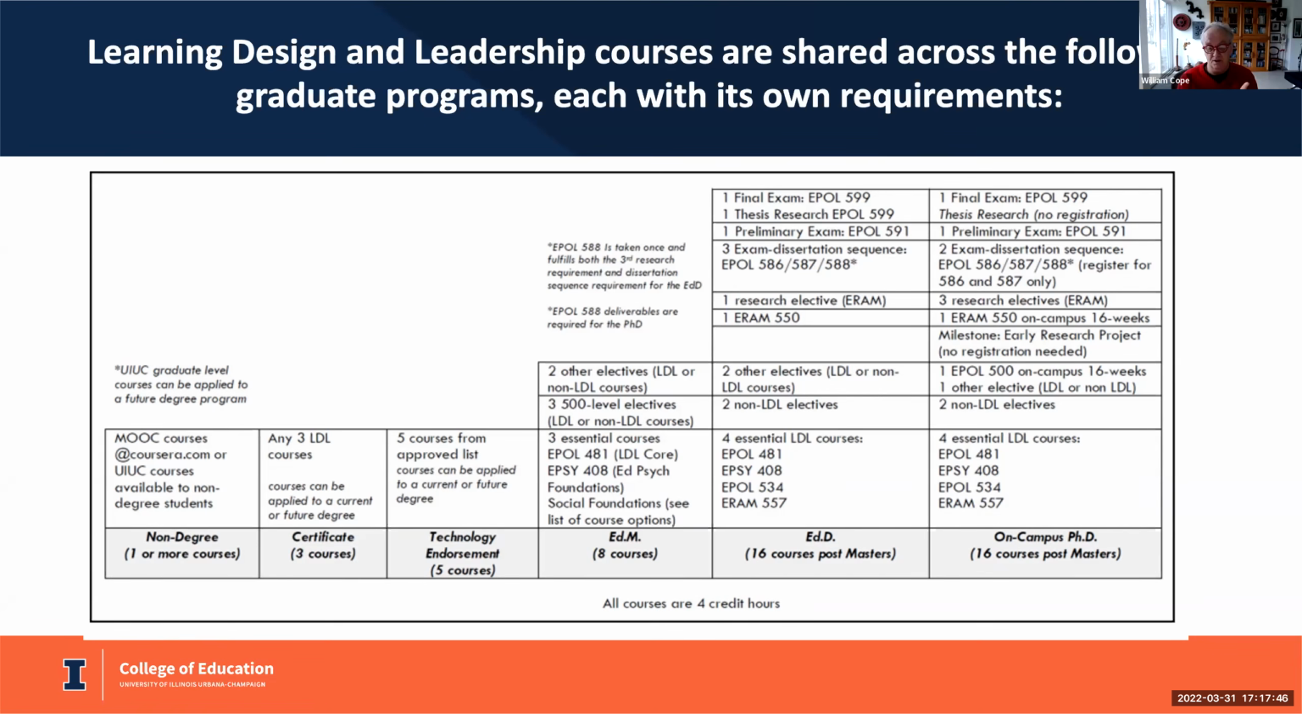The technology endorsement is 5 courses if you're doing a master's degree. So the master's degree is actually 8 courses there. So what this is doing is just mapping out the additional things you might add for each degree. Then what we have is the EdD and the on-campus PhD. By the way, with the on-campus PhD, a lot of the courses you can do are online and can be done online. There are 2 courses, however, which are on campus.